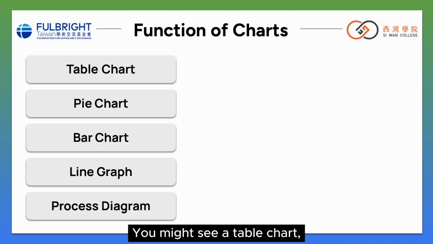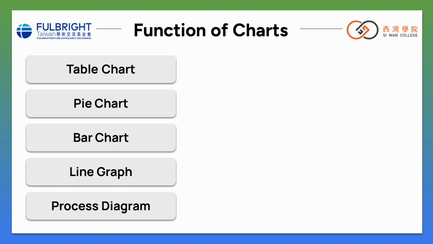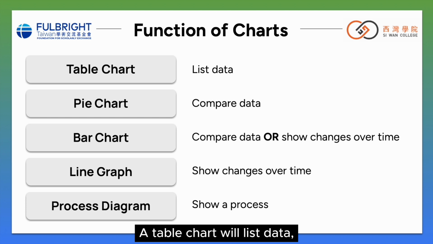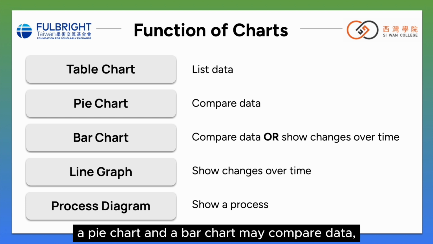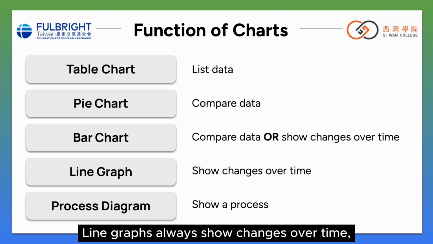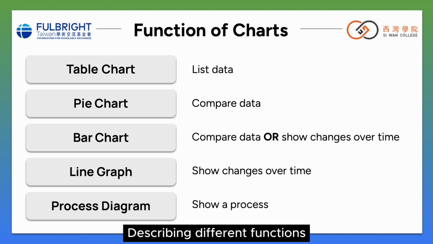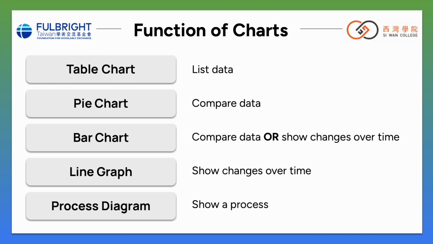You might see a table chart, a pie chart, a bar chart, a line graph, or a process diagram, and these charts do different functions. A table chart will list data. A pie chart and a bar chart may compare data, and a bar chart could also show changes over time. Line graphs always show changes over time, and a process diagram is used to show a process. Describing different functions will require using a different vocabulary.